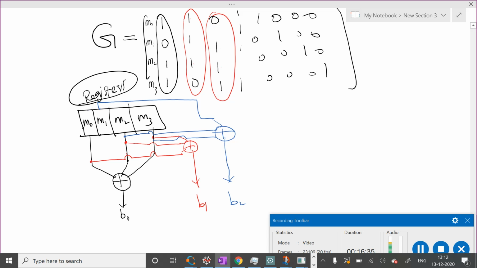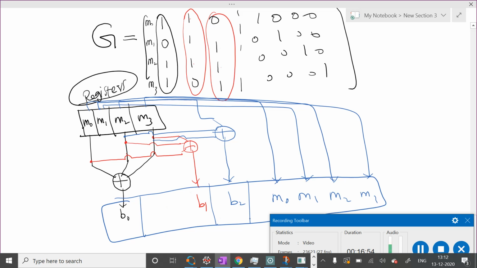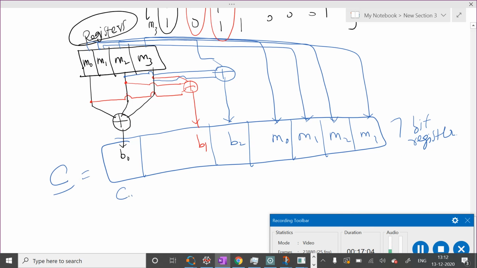And the rest of the bits you have to take directly. That is M0, M1, M2, M3, and again you have to put a register here, a 7-bit register. And this is your code word: C0, C1, C2, C3, C4, C5, C6.